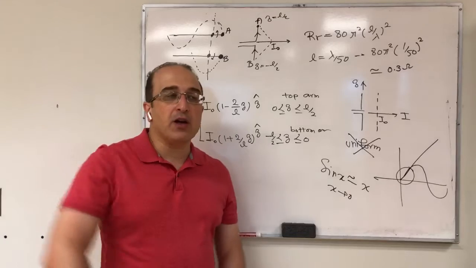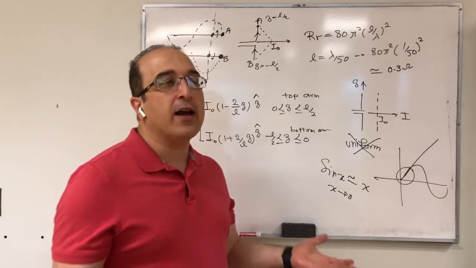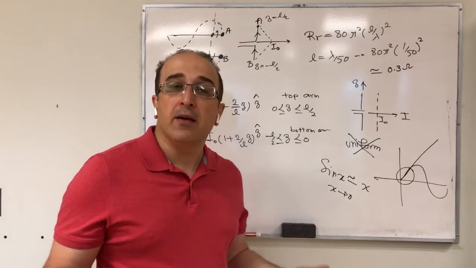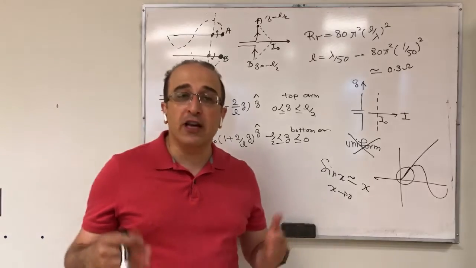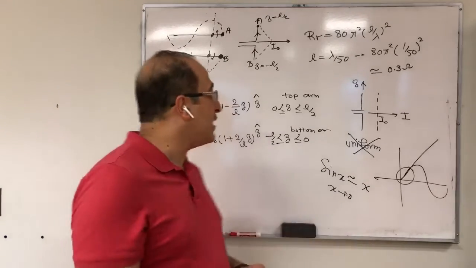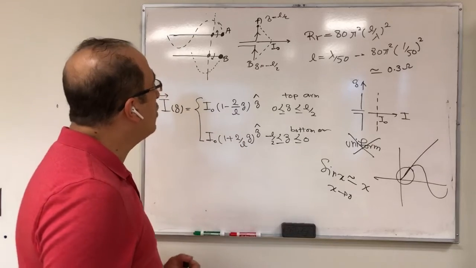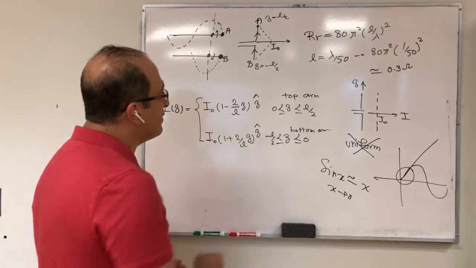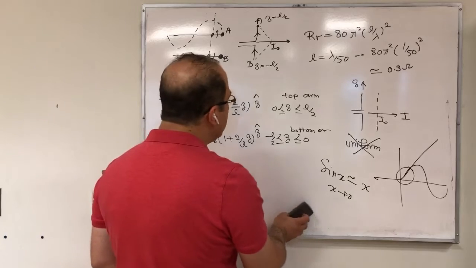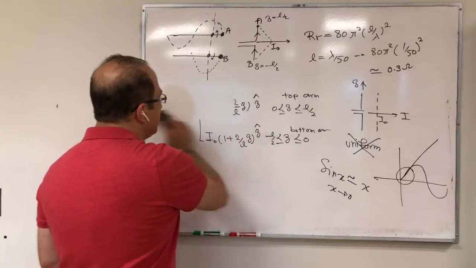Now that I have my current distribution, I can start finding the magnetic vector potential to get to the far field of this antenna. So I essentially need to integrate these two currents. So let's start our integration and see what we're going to get.